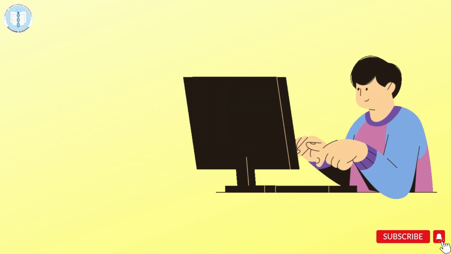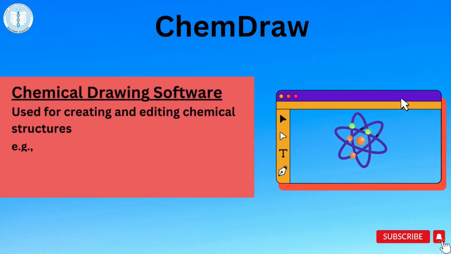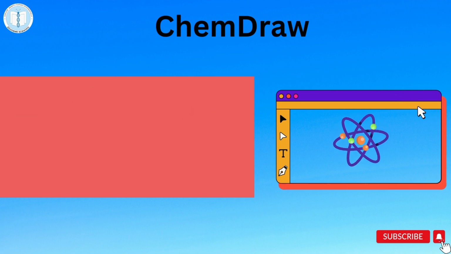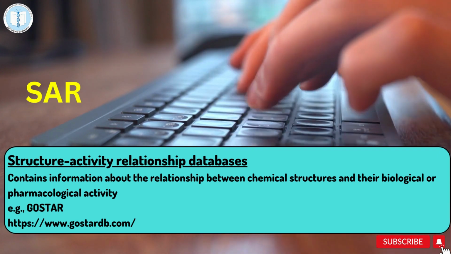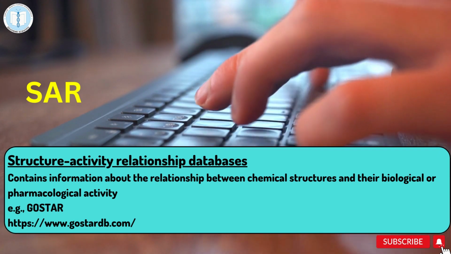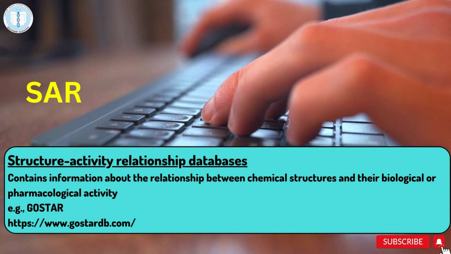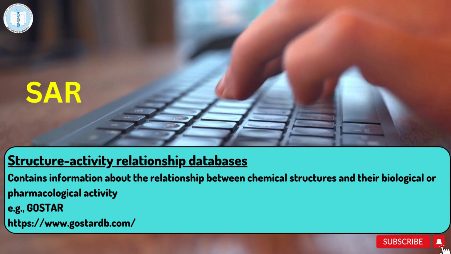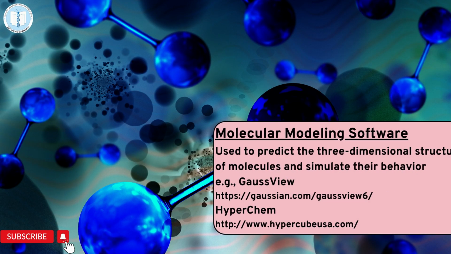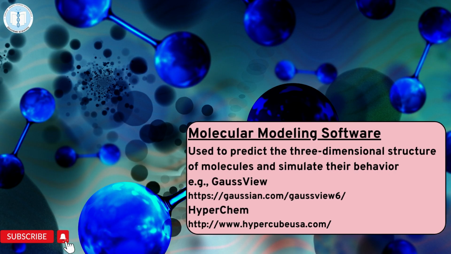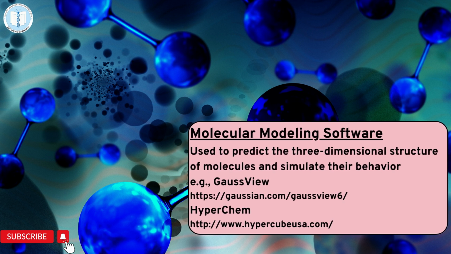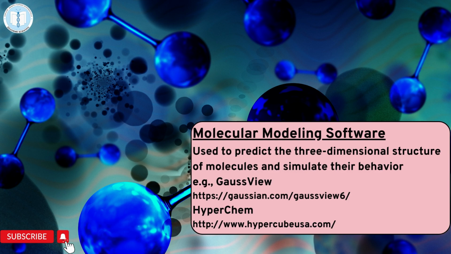This includes chemical drawing software. It is used for creating and editing chemical structures. Example, ChemDraw. Structure activity relationship databases. It contains the information about the relationship between chemical structures of the compounds and their pharmacological activity. Example, GOSTAR. Molecular modeling software. It is used to predict the 3D structure of molecules and for simulation studies. Example, GaussView and HyperChem.